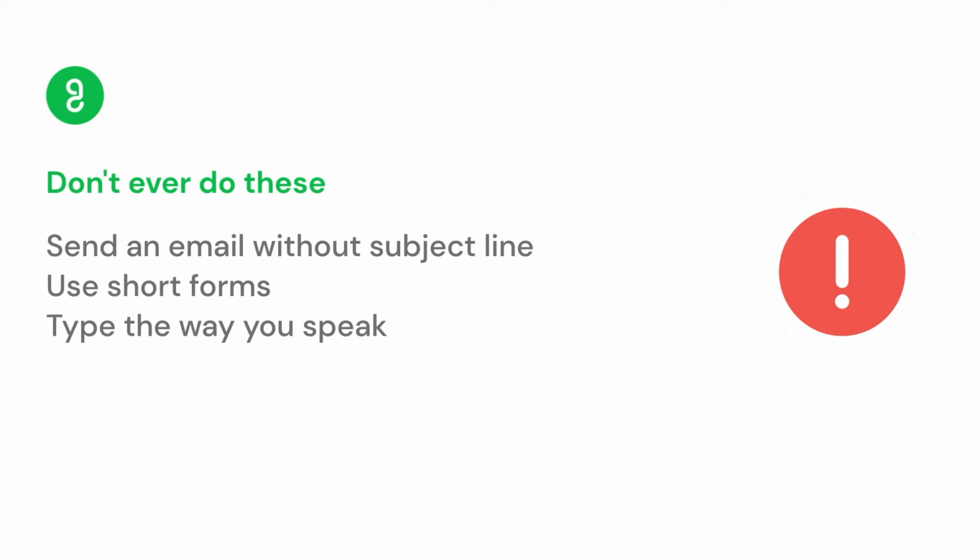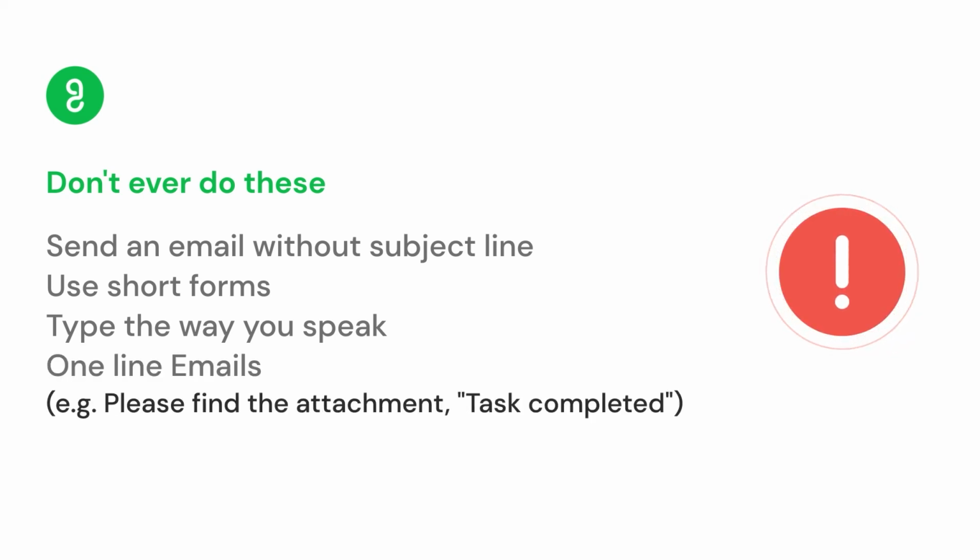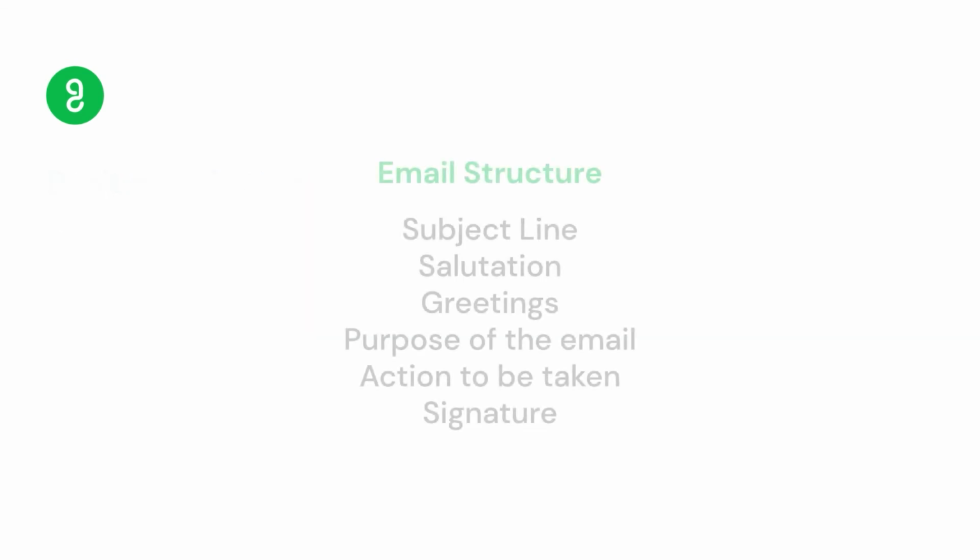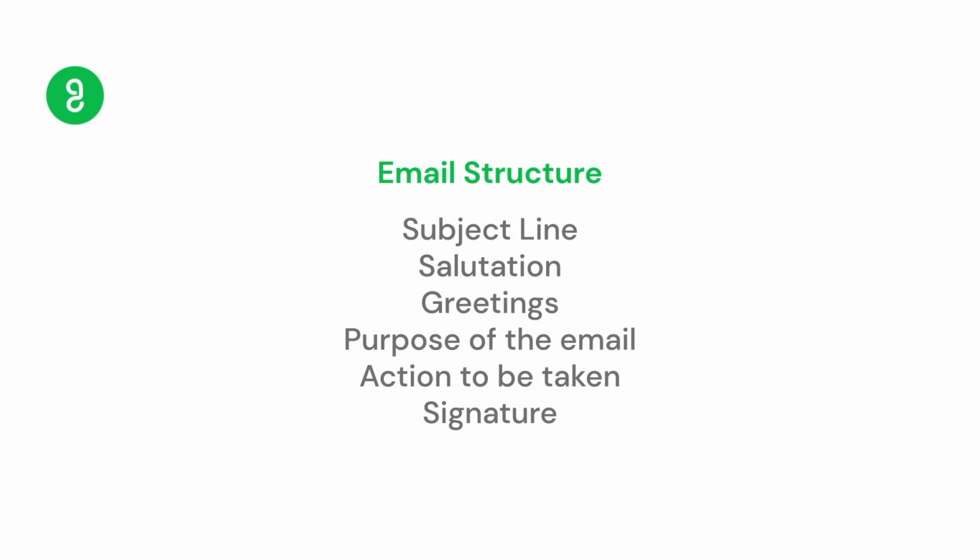And as most of us do, we always type, please find the attachment. Yeah, task completed. Avoid one-liners and try to maintain the format with the 6 parts of an email. So once you start to follow the format of the email, then you completely become a working professional.